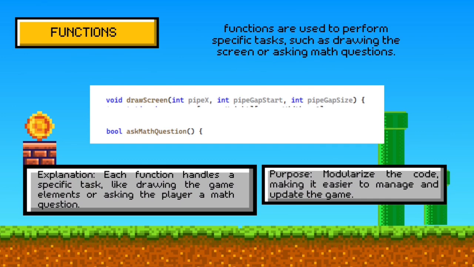Function methods play a crucial role in handling a specific task. For instance, the draw function is responsible for rendering game elements on the console, dynamically updating the display as the game progresses by taking parameters such as pole position and gate size. Similarly, the ask math question function prompts the player with a math question upon collision with obstacles. The player must answer correctly to continue playing, integrating an educational aspect into the gameplay.